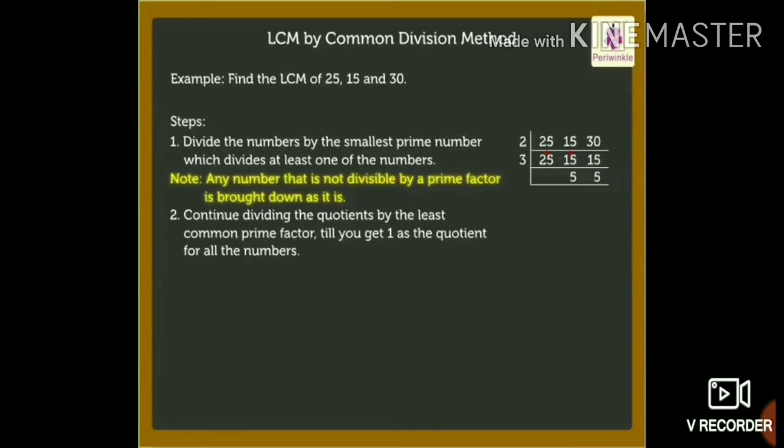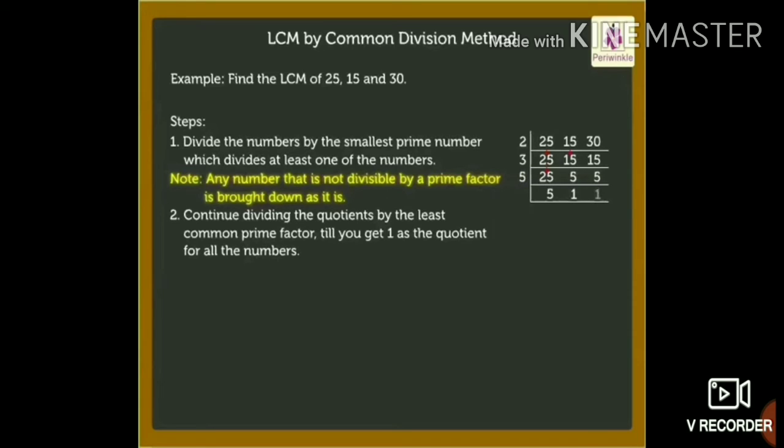Okay. So 15 is divisible by 3, and 25 and 15. You check it once. 3 into 5 is 15. 3 into 5 is 15. 25 is not exactly divisible by 3, so take 25 as it is. The next, take the 5. 5 is a prime number. 5 into 5 is 25. 5 into 1 is 5 and 5 into 1 is 5. So it is also divisible.